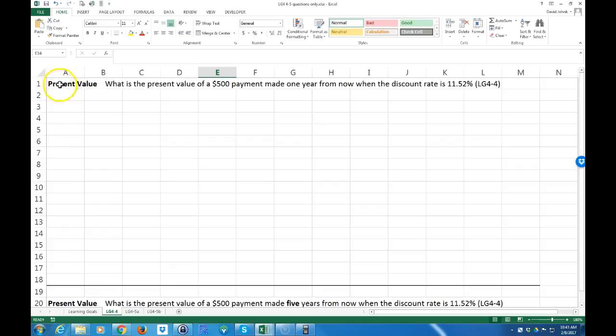So the first question we're going to do for learning goal 4 is try to calculate the present value. And the question is, what is the present value of a $500 payment made 1 year from now when the discount rate is 11.52%?